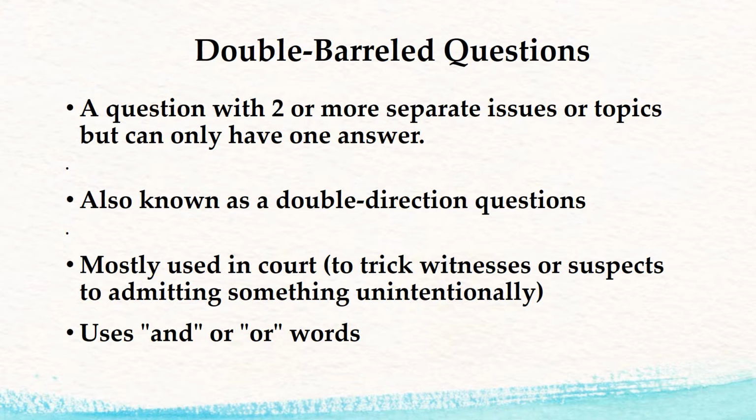So on a test or a quiz, if you see a question and it uses the word "and" or "or," that's a big sign that this is going to be a double-barreled question. Let's look at an example.